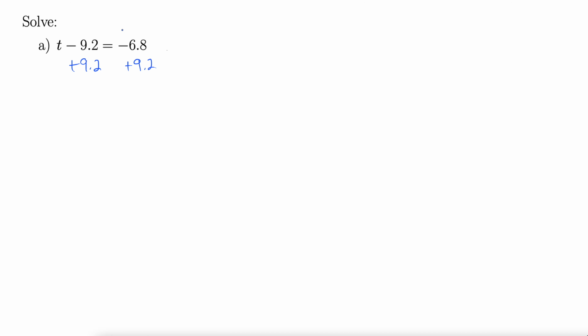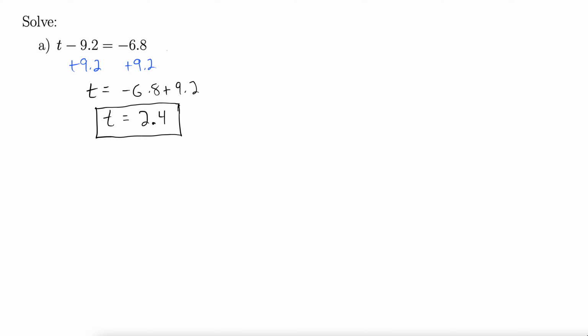Plus 9.2, plus 9.2. That gives us t equals, so we now have 6.8 plus 9.2, which is really 9.2 minus 6.8, so t equals, what is that, 2.4. You can try to do that in your head, or you could write it out, or use a calculator. Although maybe try it in your head before just reaching for the calculator. You want to get out of the habit of reaching for the calculator every time you have to calculate something. So there's that one, 2.4.